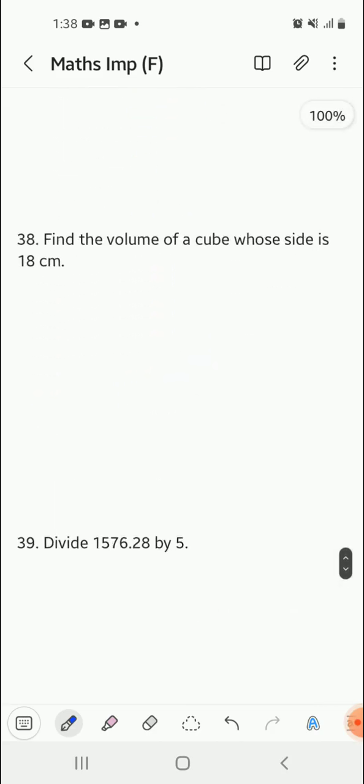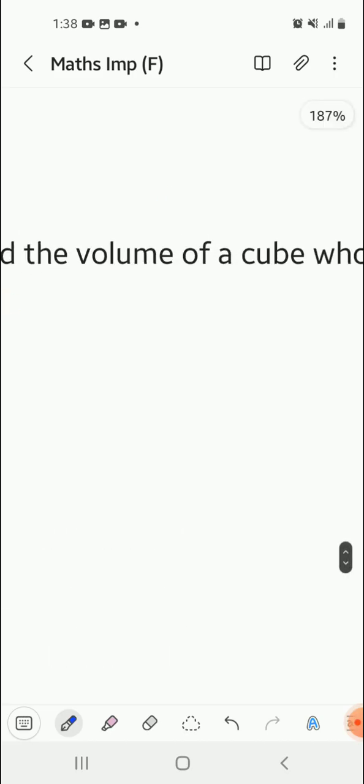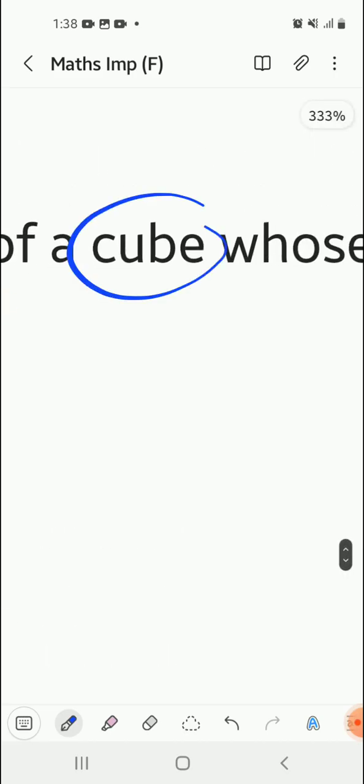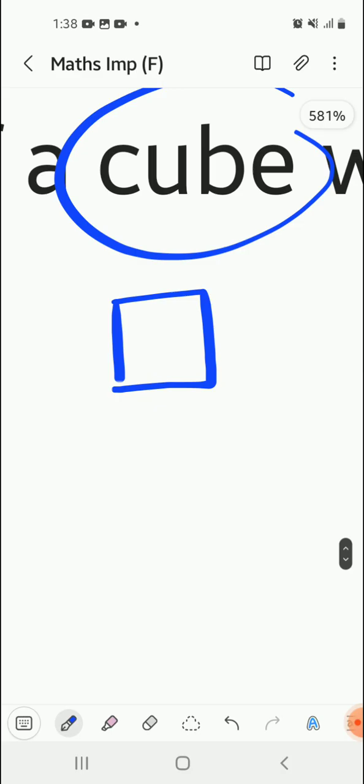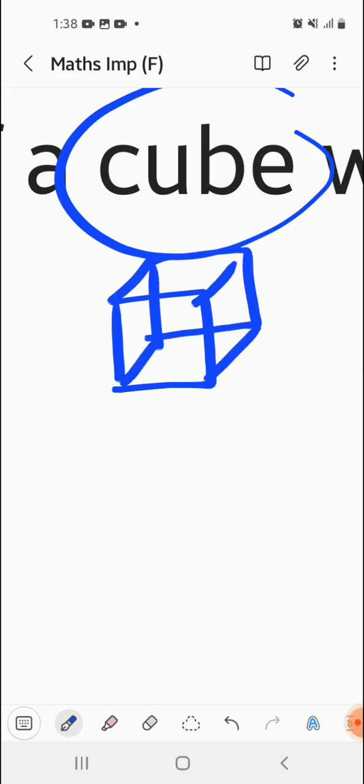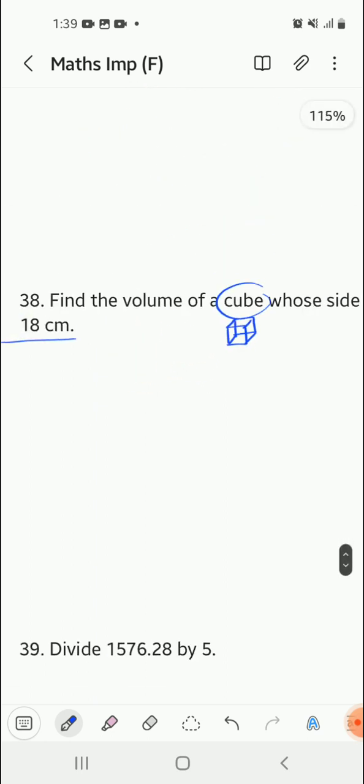Find the volume of a cube whose side is 18 centimeter. So what is a cube now? A cube is basically a die, the one we use in playing Ludo. It looks somewhat like this. All the faces of this figure are the same. It's a square actually. So we have to find the volume.